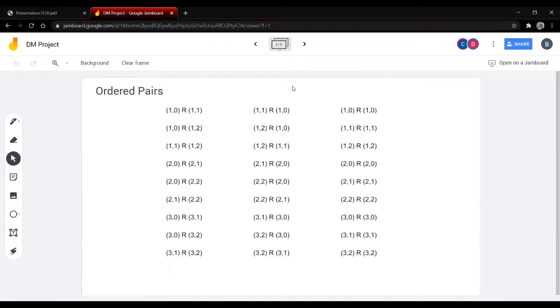These are the ordered pairs for the relation, and we know this because in each of these pairs, they all have the same A1 and B1 values. So for (1,0) related to (1,1), 1 equals 1, which is A1 and B1. And same goes for all of these.